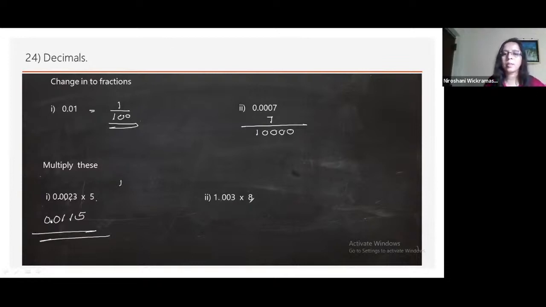First multiply, then separate the decimal places. 8 times 324, 2 remaining, 0, 8. 3 decimal places, 8.024. Question 24. Then 25.